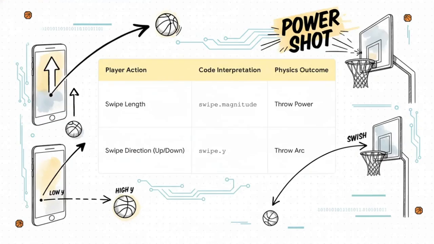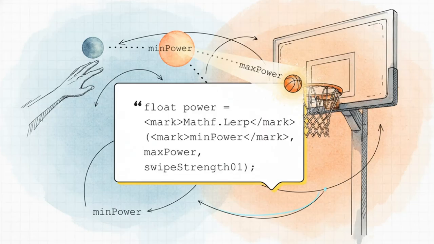So how does your swipe translate to the throw? It's actually super intuitive. The length of your swipe, its magnitude, becomes the power of the shot. You make a longer swipe, you get a more powerful throw. Simple as that. At the same time, the vertical part of your swipe, its Y value, controls the arc. The higher up you swipe, the higher the ball is going to go. So how does the code turn that raw swipe length into a nice, clean power value?